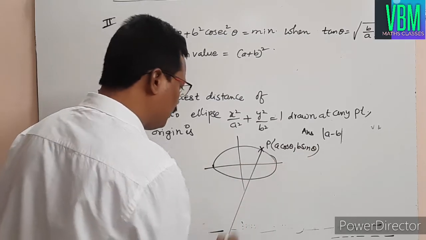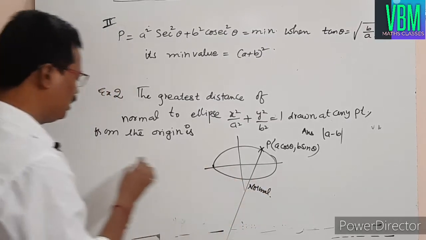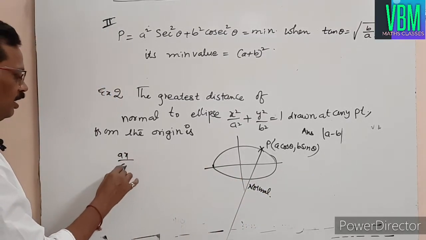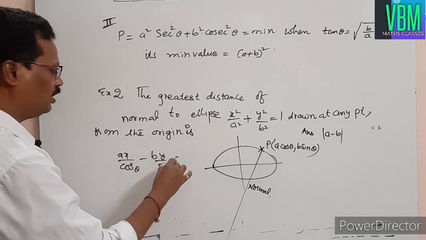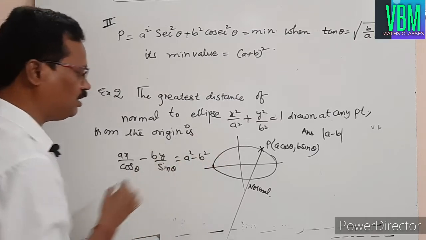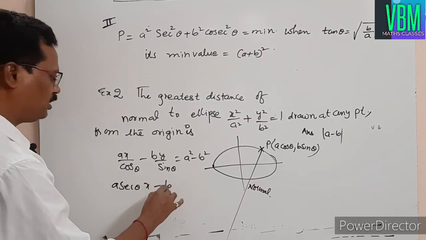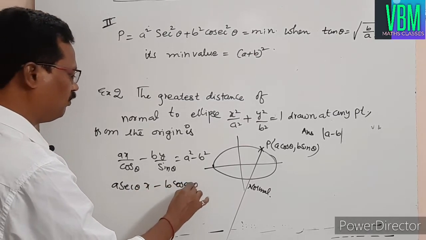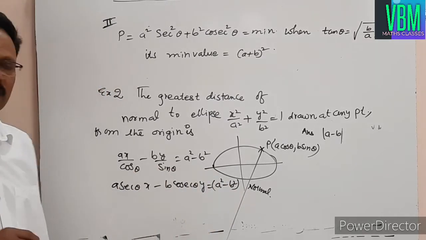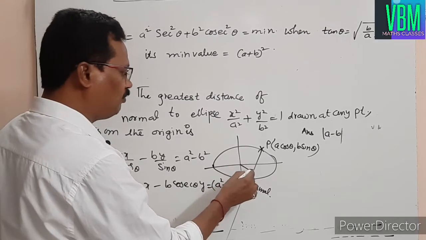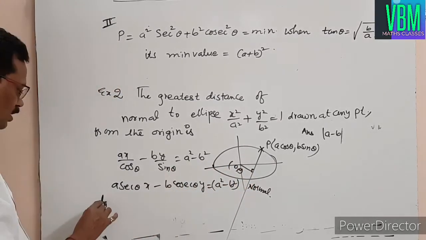What is the equation of the normal? This normal equation is ax by cos theta minus by by sin theta is equal to a square minus b square. This is the normal equation: a sec theta into x minus b cosec theta into y is equal to a square minus b square, we got. Now what is the distance of the normal from the origin? They are asking for this distance.